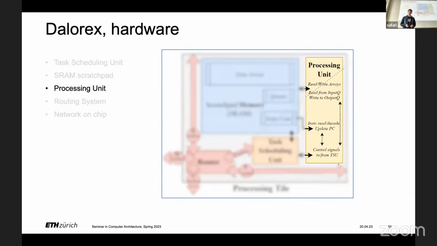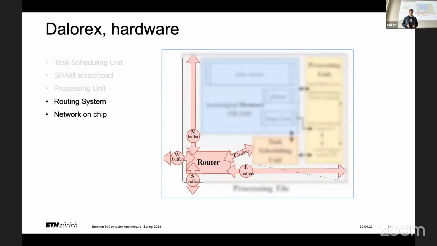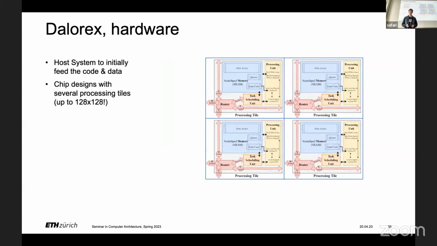So, going on with the processing unit, it is located close to the memory and also close to the task scheduling unit, because it's in here that we are going to make our computations. And at the end, we have the routing system together with the network on chip to simply communicate with other processing units to share results and so on. Dalorex needs a host system to initially feed the code and data inside the chip, and the chip design can have several processing tiles, up to 128 by 128.